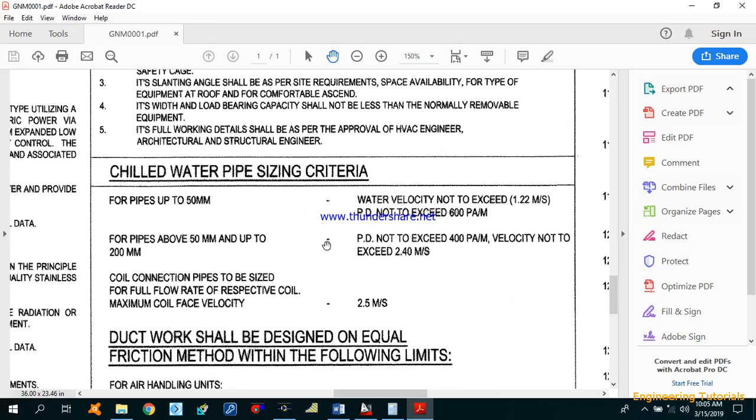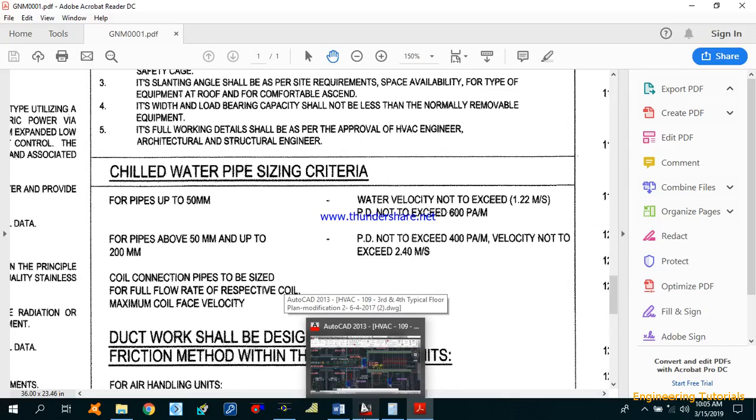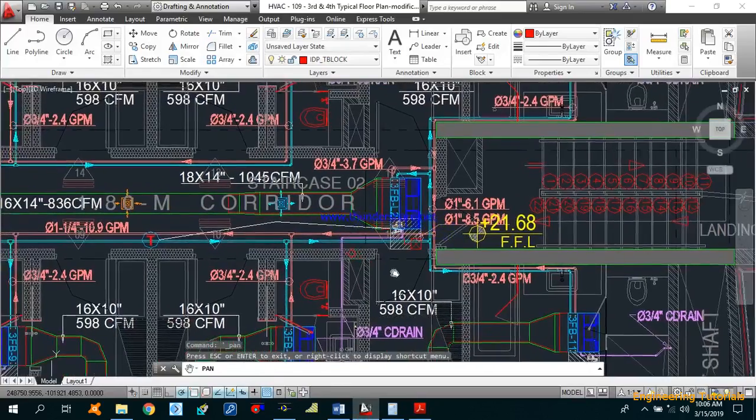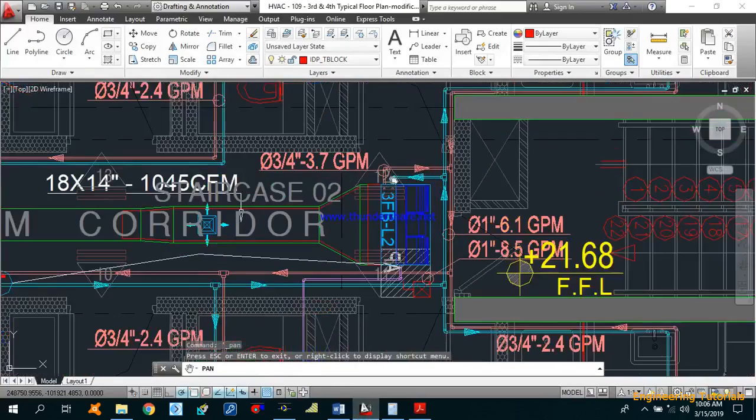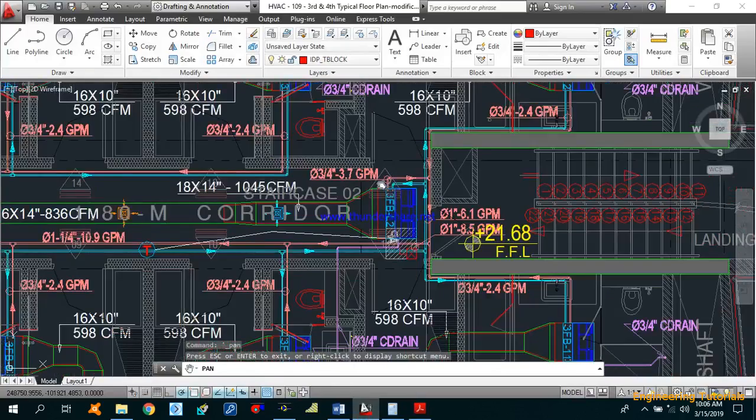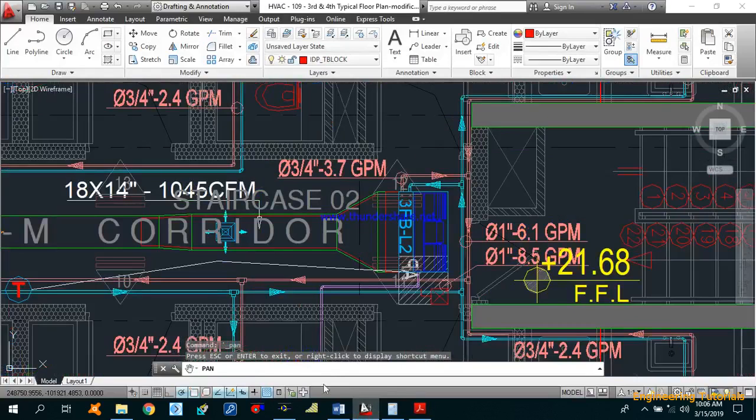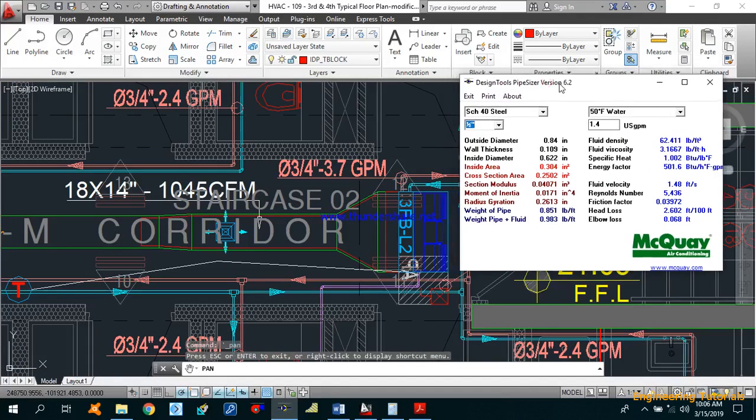So whenever you are doing the pipe sizing, you have to keep this thing in mind. So let's move to our drawing. As you know, this machine has 3.7 GPM. So let's move to this pipe sizer.